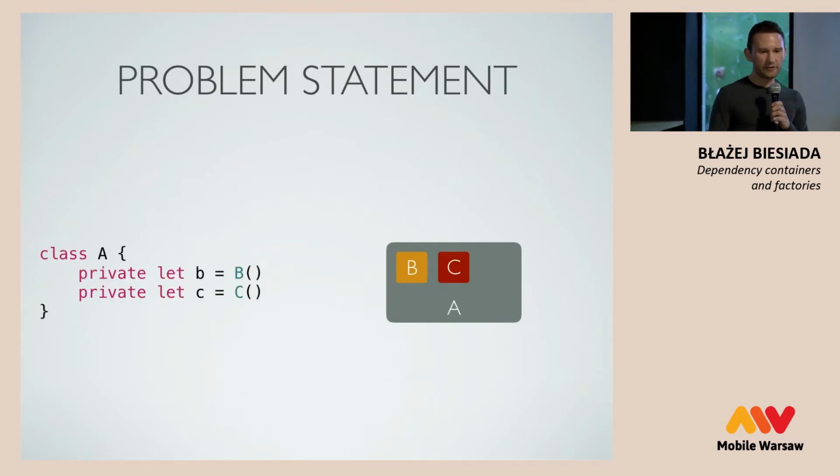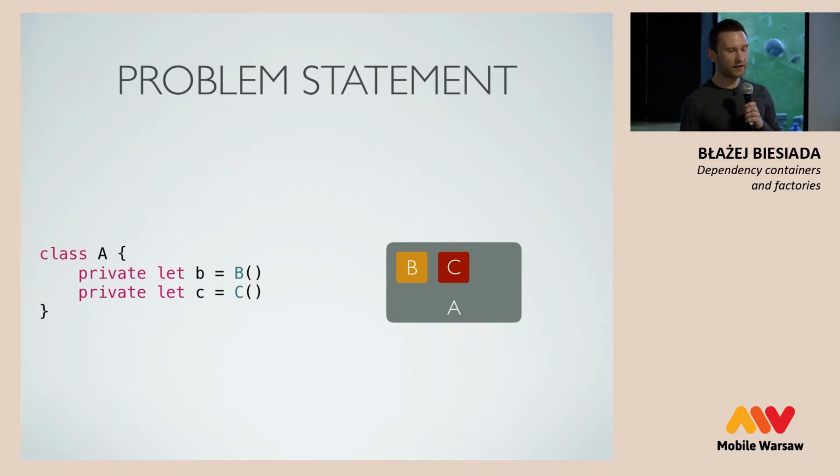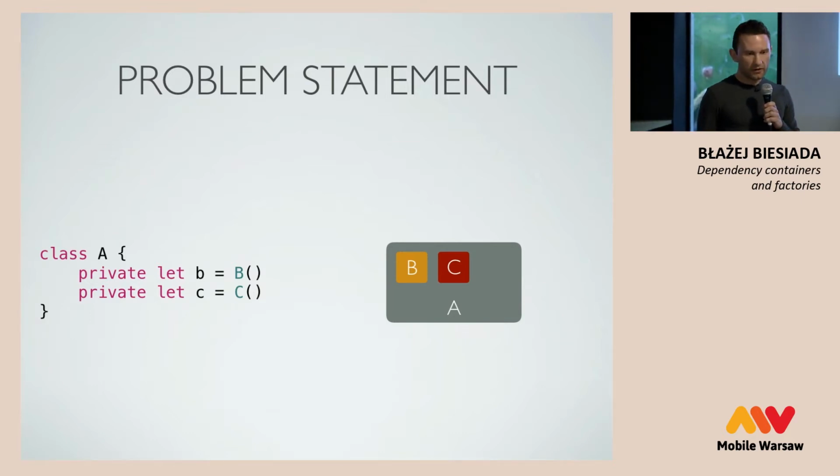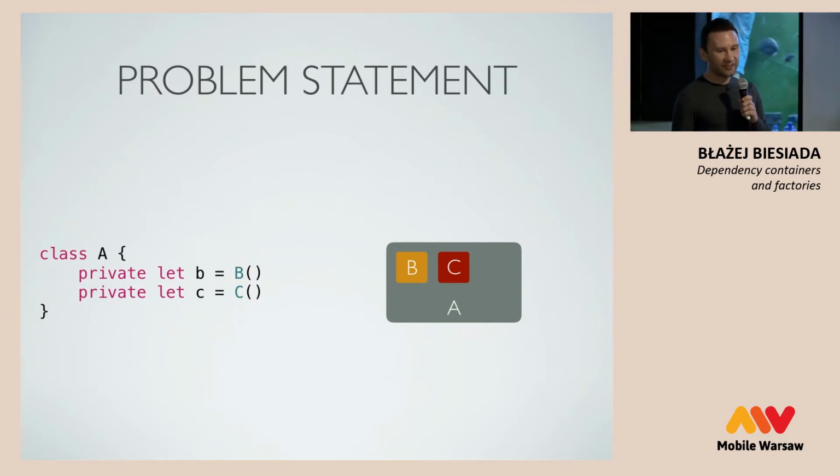However, if you have a class which inside has some dependencies, then it's not that easy to test this class, because if there are a lot of those dependencies, then during the unit tests you will have to create all those objects, which might be expensive, because, for example, B or C could be a networking kind of object, or could be a database. This is definitely not something you'd like to instantiate in your unit tests. And this is just the beginning.